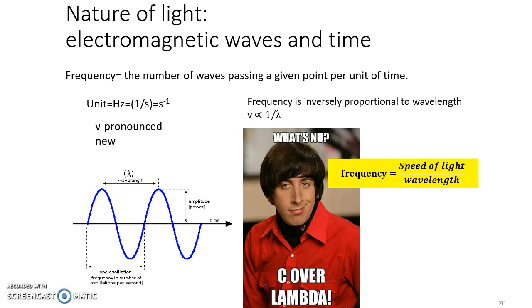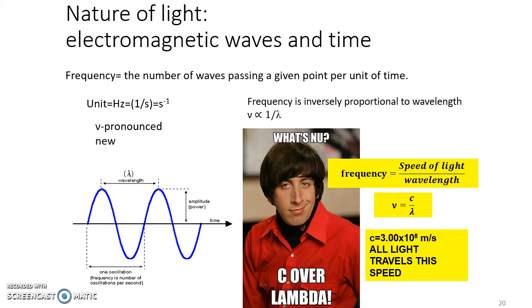So here's one of my favorite jokes. If anyone ever asks you, hey, what's new? You reply, c over lambda. Because speed of light is represented by c. Wavelength is represented by lambda. Okay.